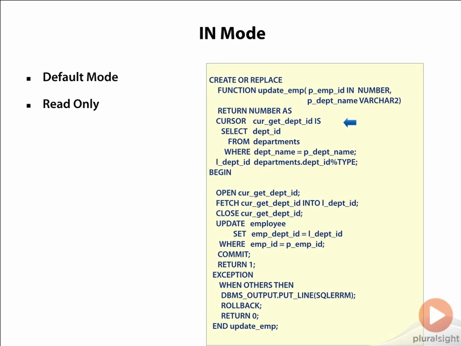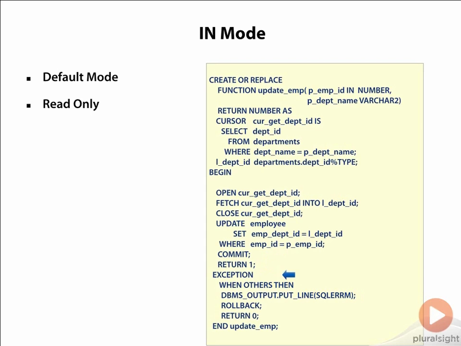Then we have a cursor curgetDPTID, where we are selecting the department ID from the departments table for the passed department PDEPT name. We declare LDPTID of type departments.dptid%type to hold the result of the cursor. Inside the execution block, we open curgetDPTID, fetch it into LDPTID, and then close it. Then we update the employee table and set the department ID with the fetched LDPTID, where EMPID is the passed PEMPID. We then commit our changes and return a successful status of 1.